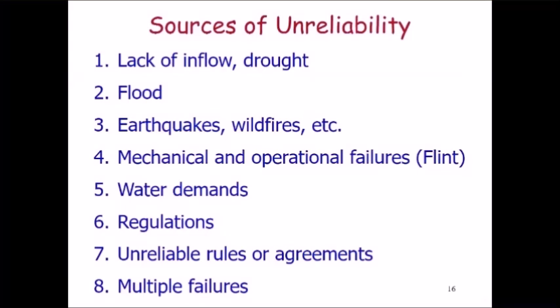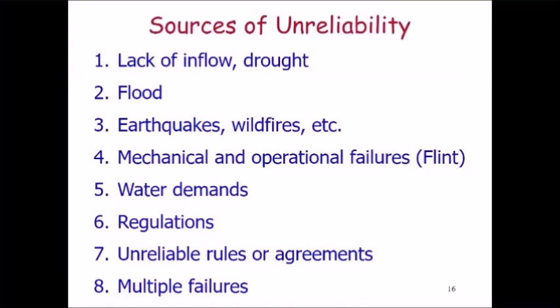Unreliable rules or agreements. Water markets and water contracts are very common in our system in order to make all of these hundreds and thousands of institutions work well together in their supply and demand portfolios. Well, what if one of those agreements gets violated, or there's a misunderstanding, or some expected delivery didn't happen? Well, that's the source of your unreliability. It wasn't necessarily a drought.